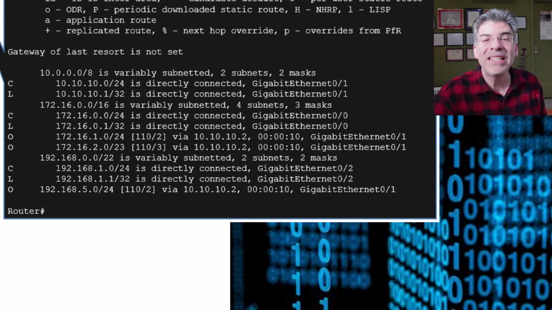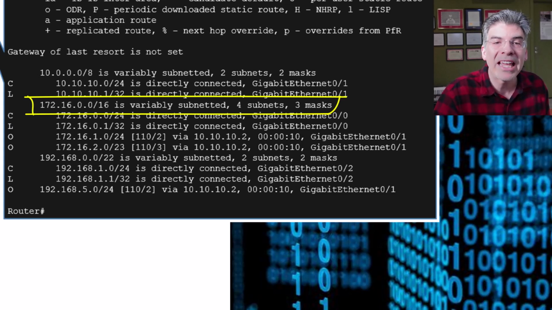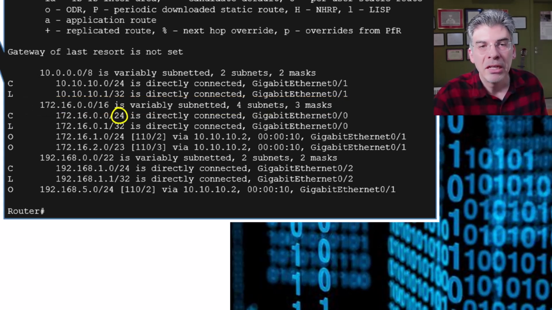For example, we see that there are several subnets under the 172.16.0.0/16 network, and we are told that they are variably subnetted, which indicates VLSM. We can see one has a /24 network. Another is a /32 network, which is actually the IP address of the interface on the router. And there's another, which is a /24 network, and another /23 network.